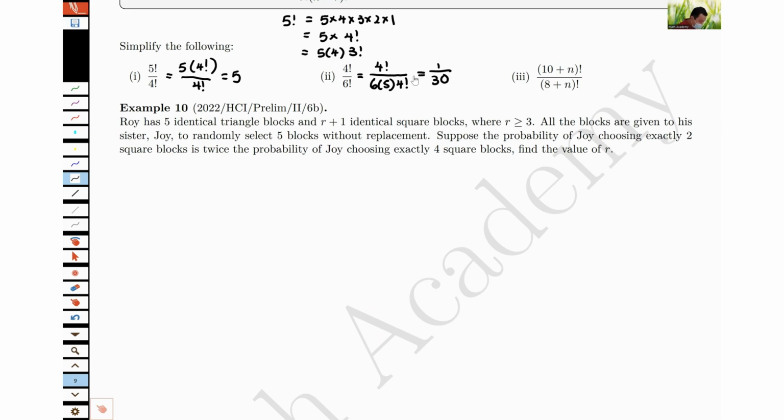But this technique is mostly used when there is an unknown, like here. I open up the top because the top is larger, and keep simplifying until the smaller factorial below appears. So 10, 9, 8, and we divide by 8 factorial.